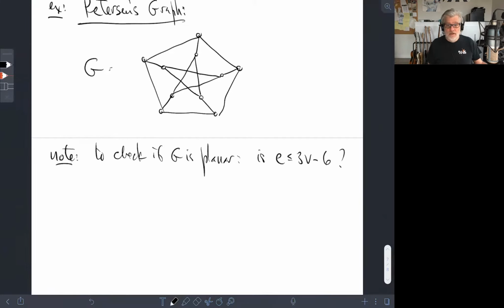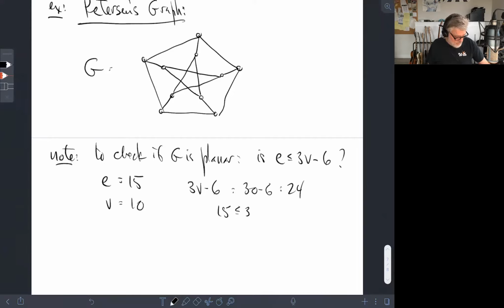Okay, so I'd like to check, because if that fails, I'm done, right? So what is the number of edges here? E, so 5, 10, 15. And there are 10 vertices. So 3v minus 6 is 30 minus 6, which is 24. So 15 is less or equal to 24, so true. Okay, so I didn't learn anything from this inequality. It doesn't tell me anything.